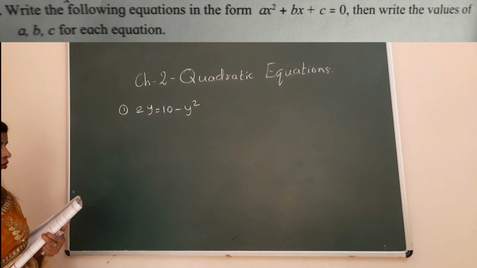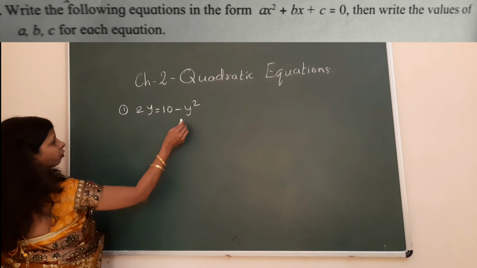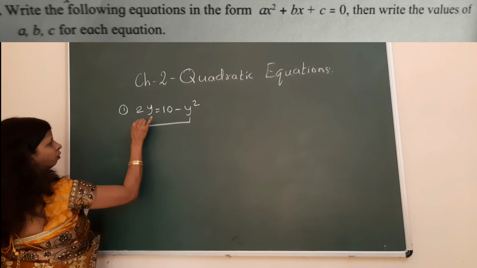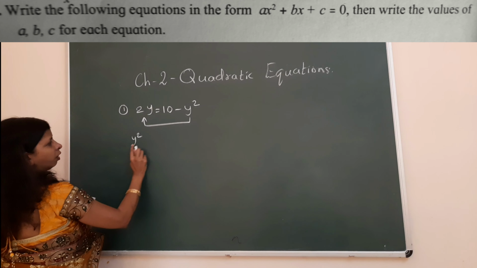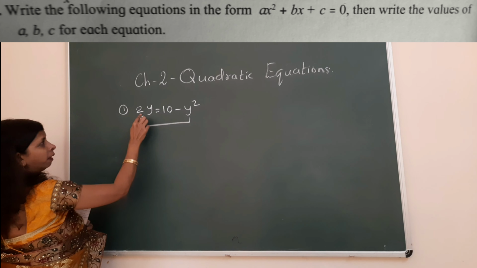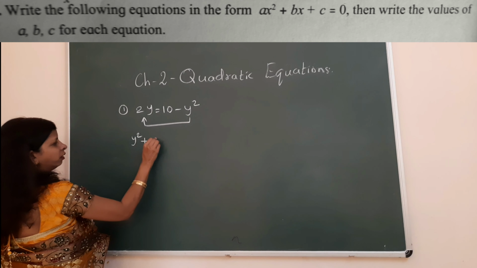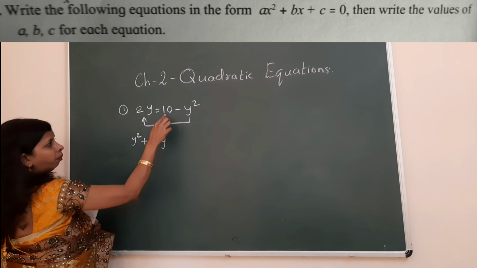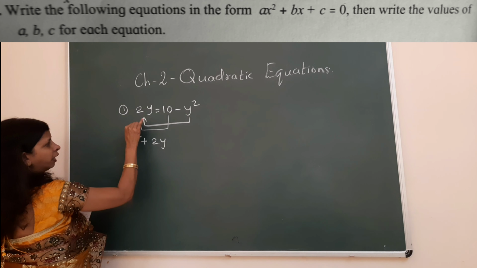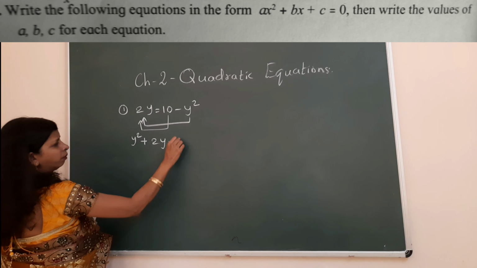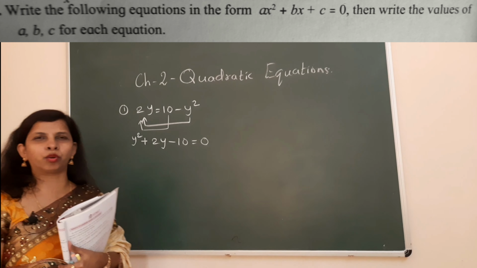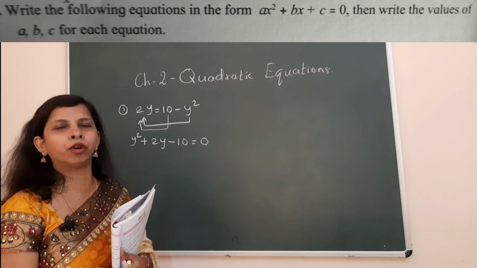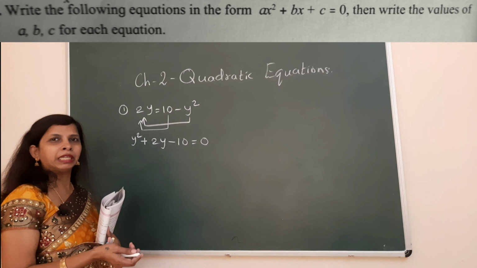So how to do that? First, bring this towards left side. So this becomes y square. Negative y square will become positive y square. This is already here, so write this as 2y. Bring this 10 towards left side, so plus 10 will become minus 10 is equal to 0. This is the required standard form, or you can say general form of quadratic equation.